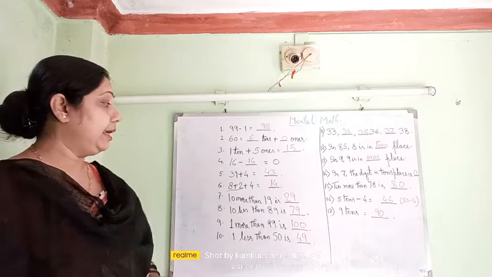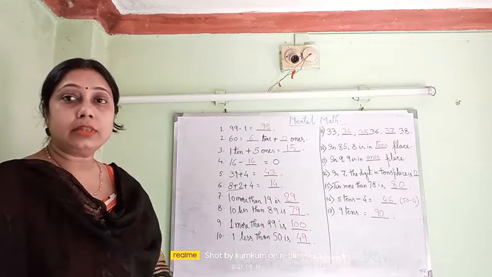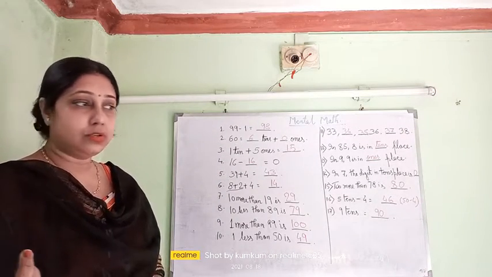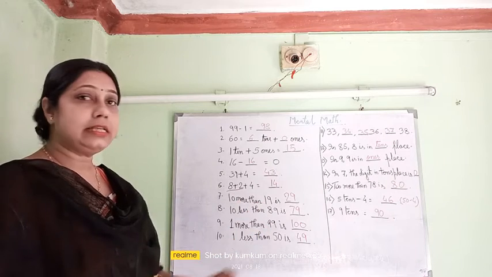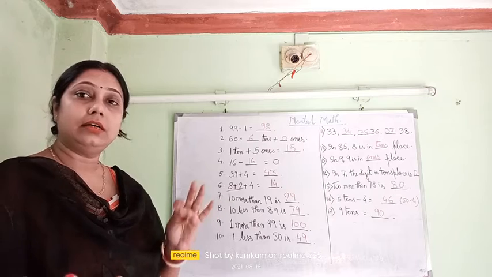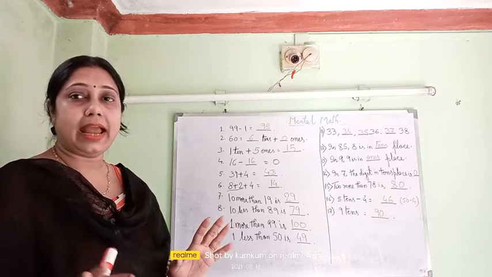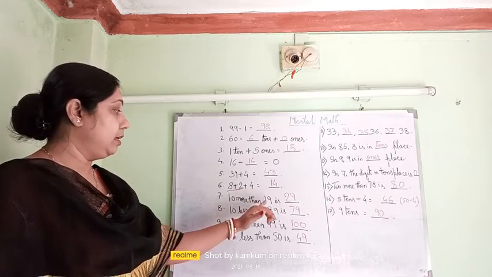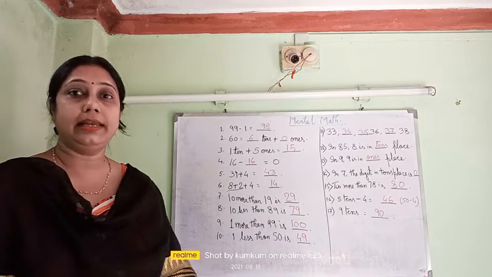Next, 10 more than 19. More than means always you have to add. So you have to add 10 with 19. After 19 you can count either 10 more or you can add in the copy. So 10 plus 19 is 29.